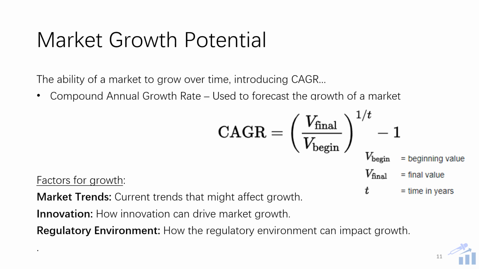So the compound annual growth rate is something that's used to estimate the growth of an investment or a company, and it is used to forecast the growth of a market. So it's essentially a ratio between your final value on the numerator and your beginning value, over time, so time in years.